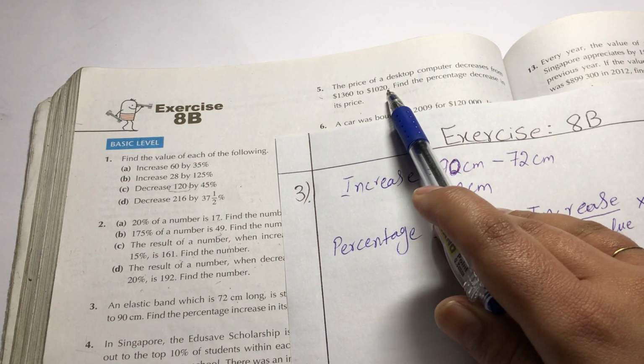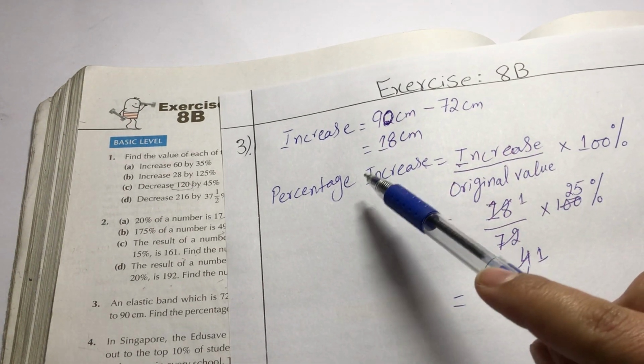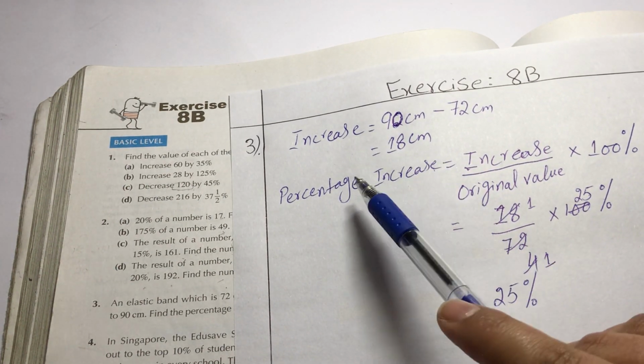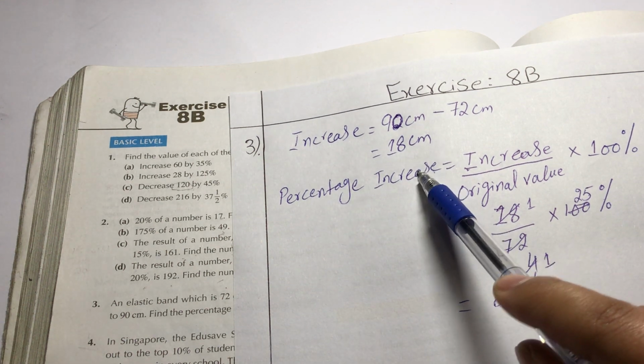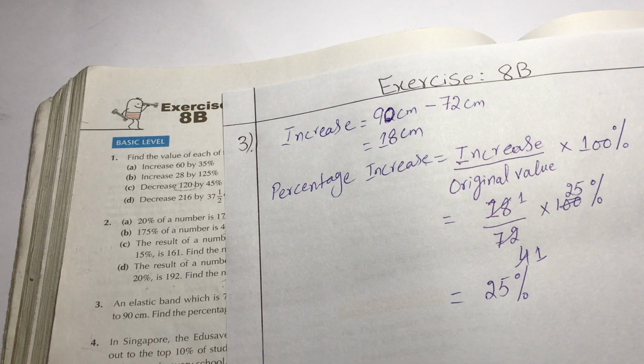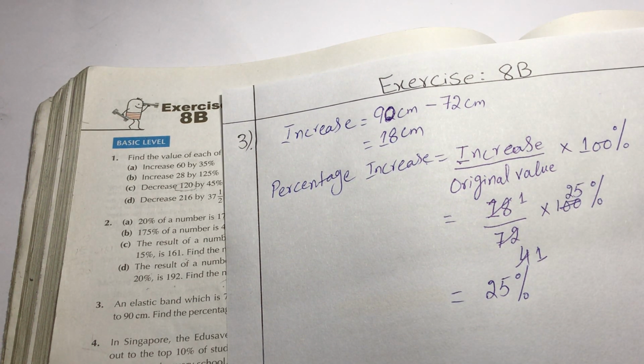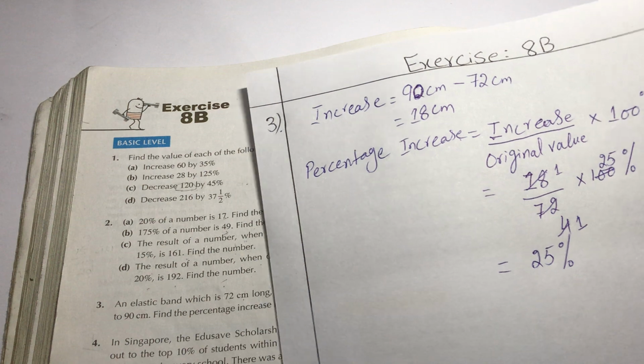1360 minus 1022, that would be your decrease. The same formula you will use for percentage decrease. You will write percentage decrease would be equal to decrease over original value multiplied by 100%, right? And you will put the values and you will solve your answer. Try to solve this sum yourself. If you face any difficulty, I can help you, right?